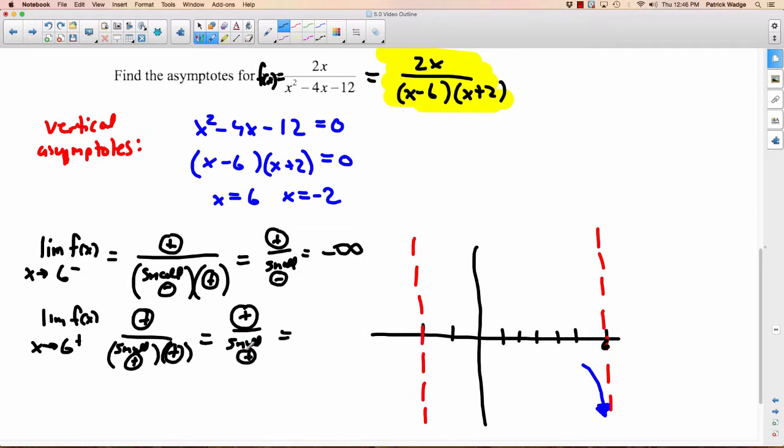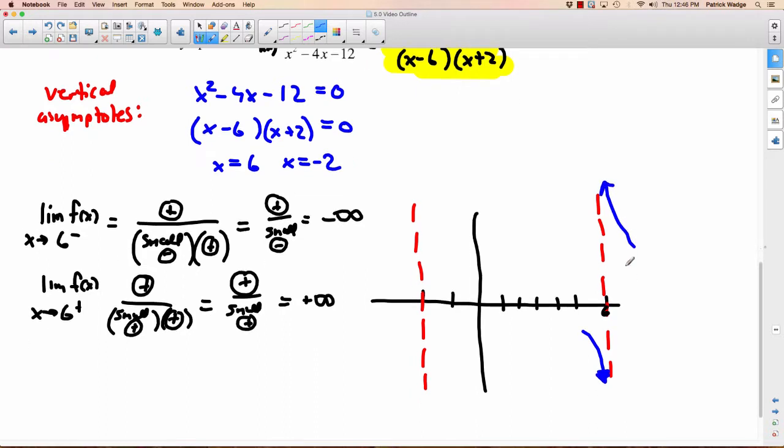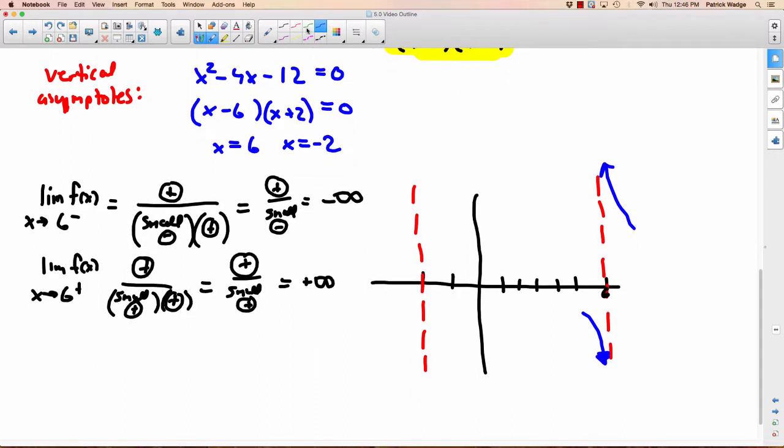A number divided by a very small number gives you infinity again, but this time it's going to be positive infinity, because positive divided by positive is positive. So I know on the right-hand side it's going to look something like this, going up towards infinity. Okay, 2 more times. This time we're going to look on the left and right-hand side of -2.